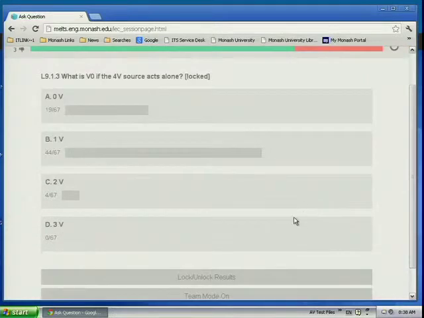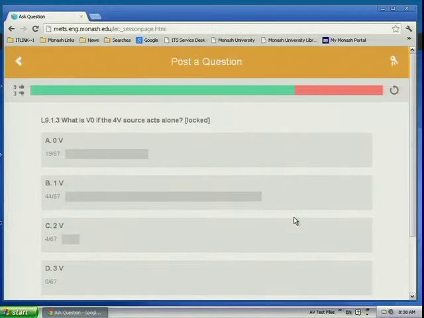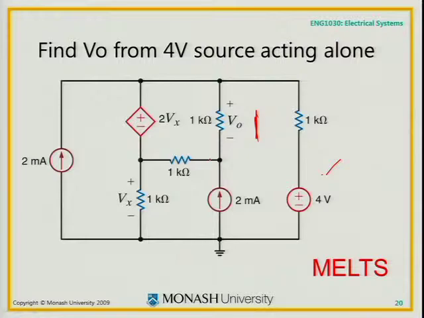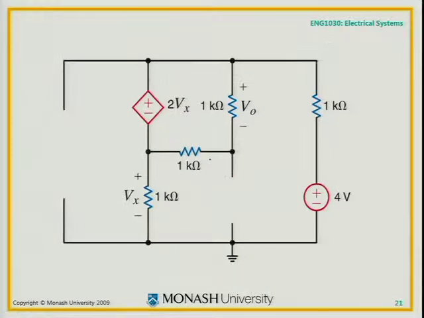So 44 people say 1 volt. Who said 1 volt? Why did you say 1 volt? How did you do it? If you take away all the other sources except the 4 volts, it's like a series of 4 1 kilo ohm resistors, so there's a total of 4 kilo ohms, and so it's 1 volt drop across. Okay. It's right and it's wrong. That's the circuit you should have analysed. You can't take out dependent sources.